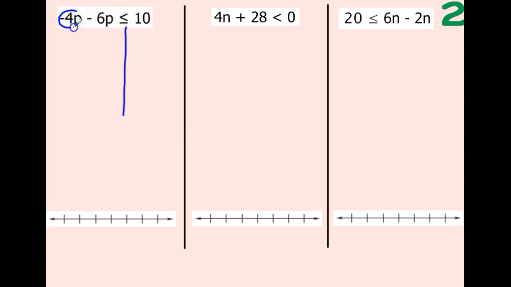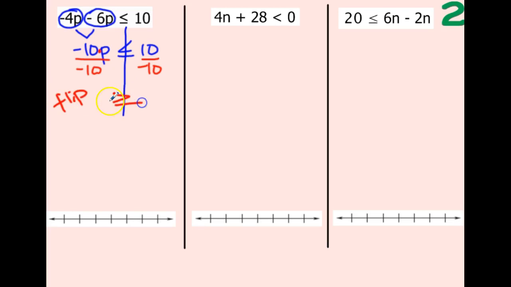If we have a negative 4p and a negative 6p, those are all negatives. So the same sign, add and keep, that's a negative 10. 4 plus 6 is 10p. And then there's a 10 over here. Then getting rid of that, multiply by negative 10, we need to divide by negative 10. Whenever you multiply or divide by negative, you have to flip your inequality.